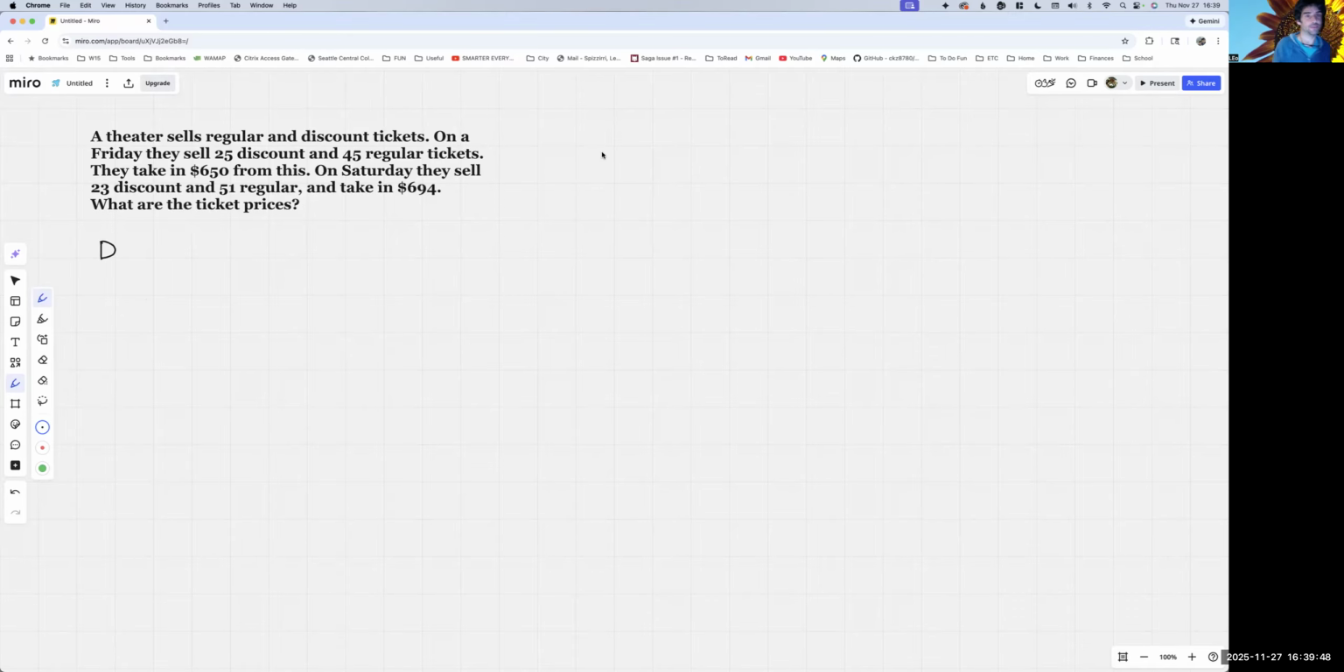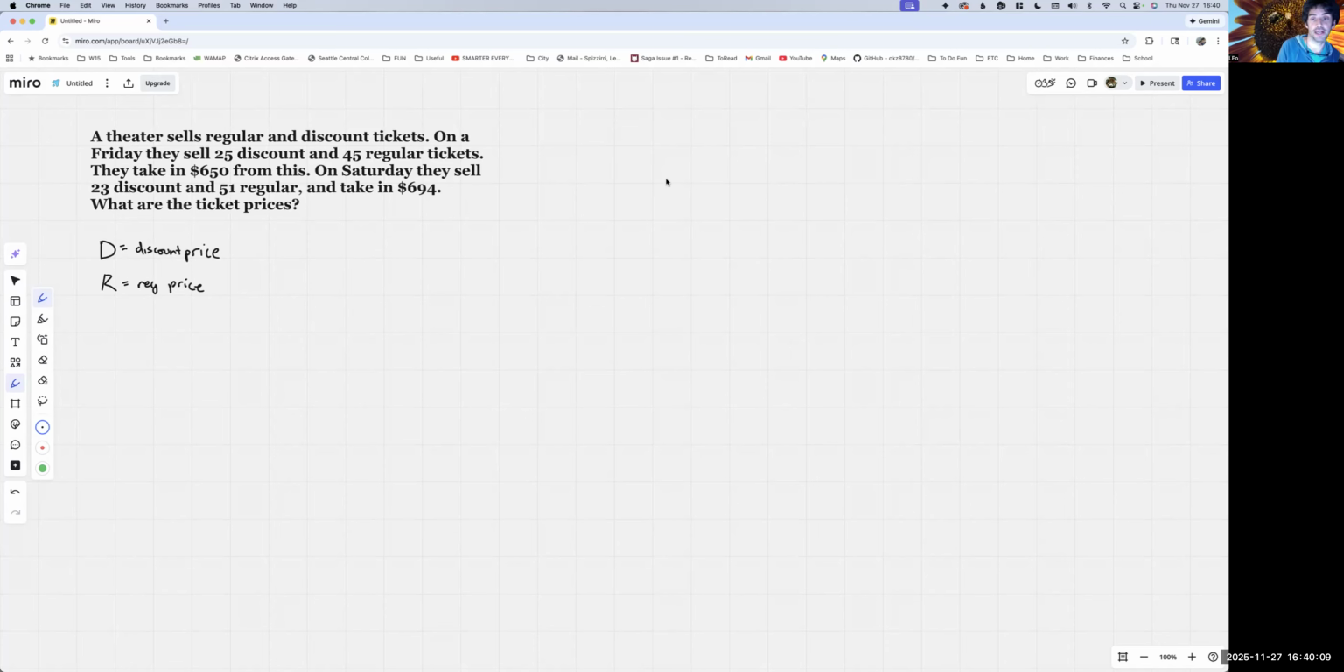We know at the end of this problem, I should have something like D equals a number. If D is going to be my discount price, and we'll use R as our regular price, what do we know about these two variables?